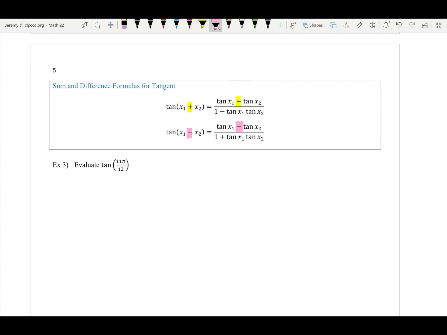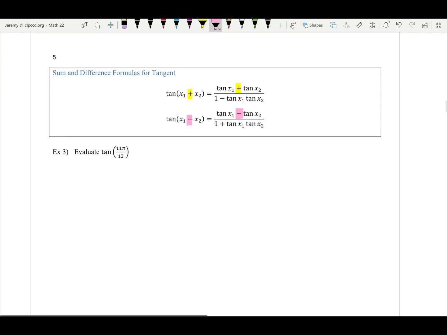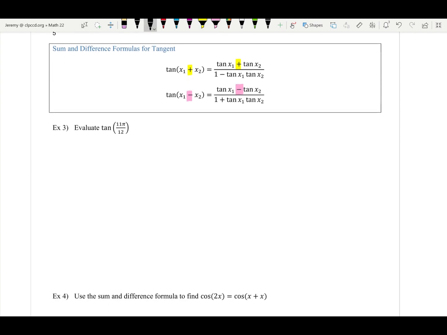Okay, that's the formula. You could derive this from the formulas on the previous page just by taking a quotient of sine over cosine. But we won't worry about that right now. Let's just try and apply this to evaluate tangent at yet another kind of strange, unfamiliar angle, 11 pi over 12.